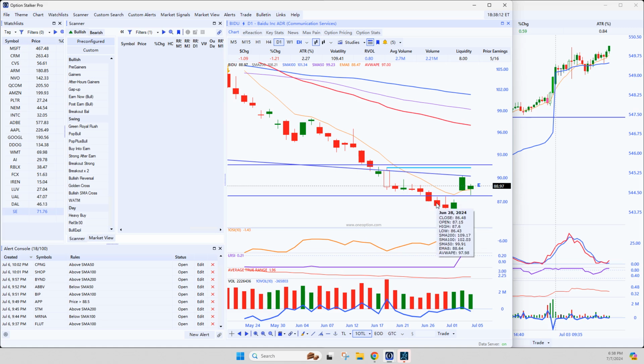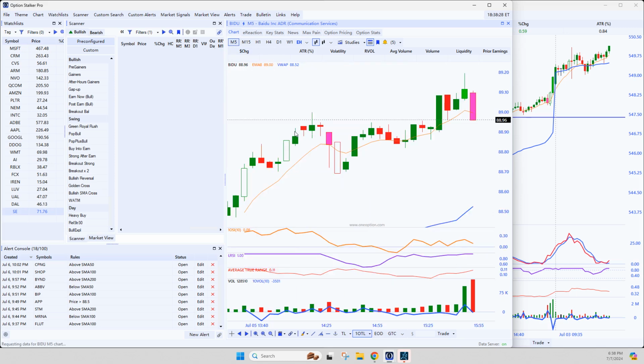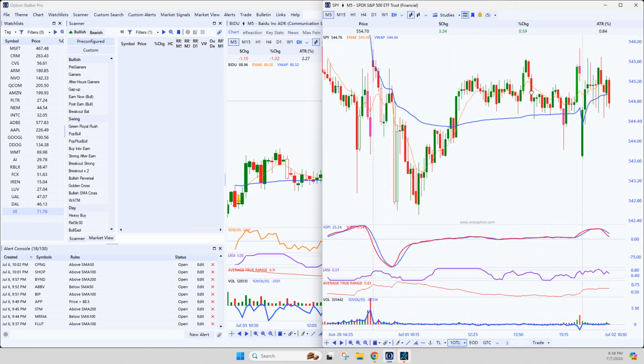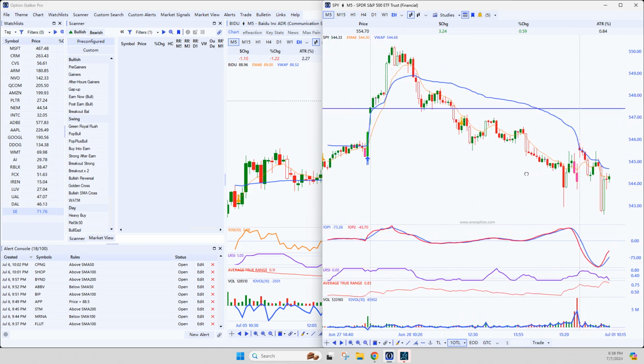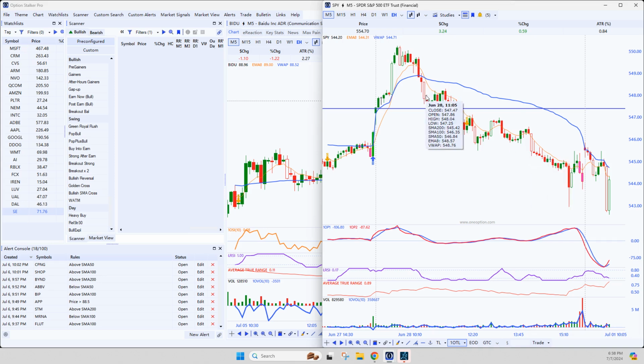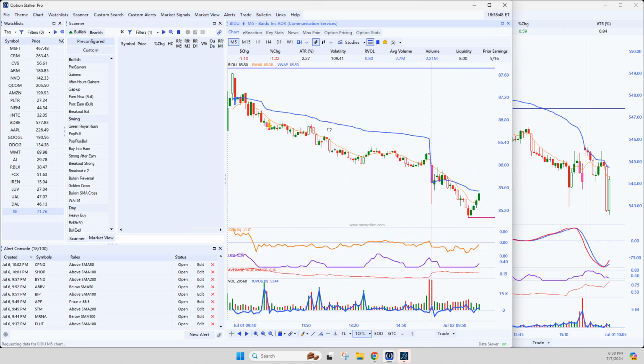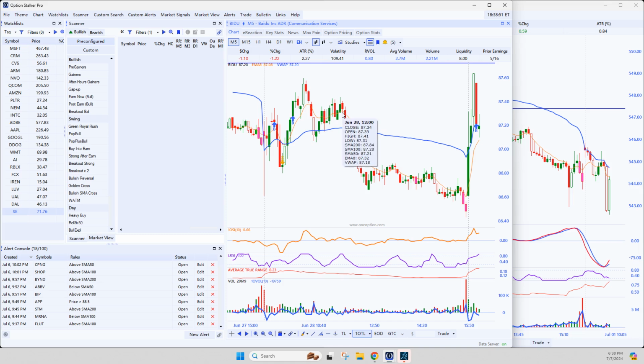So I shorted it on June 28th, and then I ended up adding on July 1st and exiting on July 2nd. So we can go over each one of those M5 bases. SPY, we went over already, but we can go back to June 28th. And BIDU was doing this on June 28th.